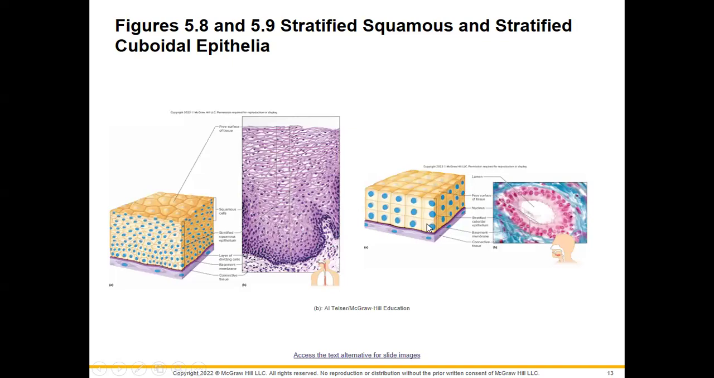Stratified cuboidal, 2 to 3 layers of cube-shaped cells. So you still have that free surface here, you still have that basement membrane there, and then you have your 2 to 3 layers of cells that are going to be your protection and line your glands or ducts. So here's another cross section of a gland or duct. Here's your lumen, your free surface of your cells, one layer of cuboidal cells, second layer of cuboidal cells.